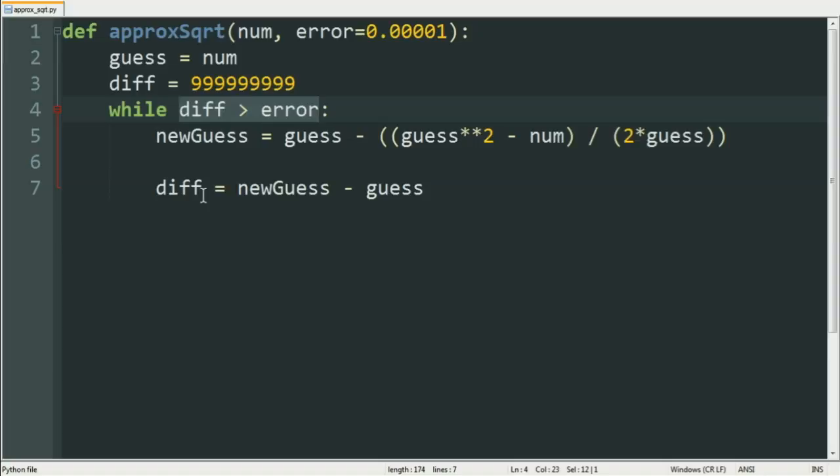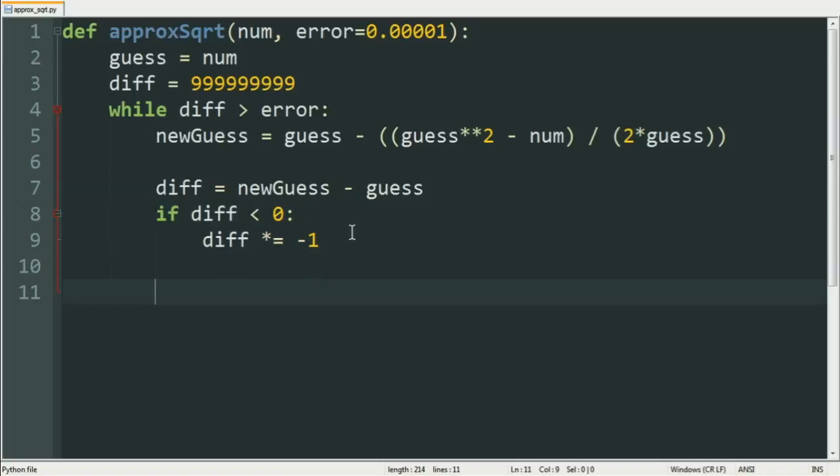The error is always just the magnitude. One way you can do this is to use an absolute function from the math library. But if you don't want to do that, you can also use an if statement. So if diff is less than 0, diff times equals negative 1. So what you're trying to say here is if that error there is negative, we'll multiply it by negative 1, hence flipping it to a positive number. When we get past this point, our error is definitely positive.